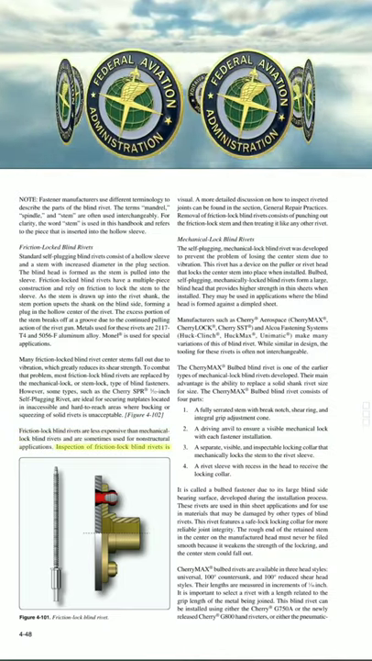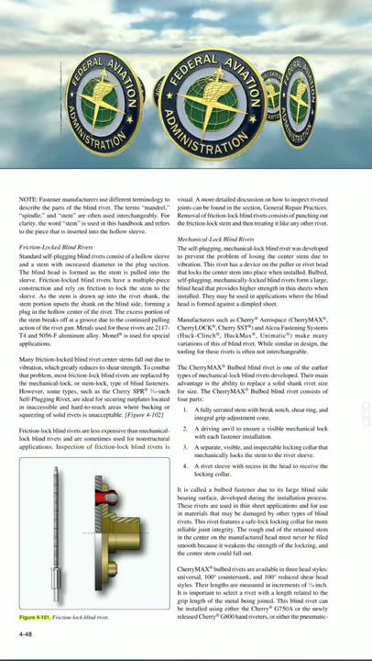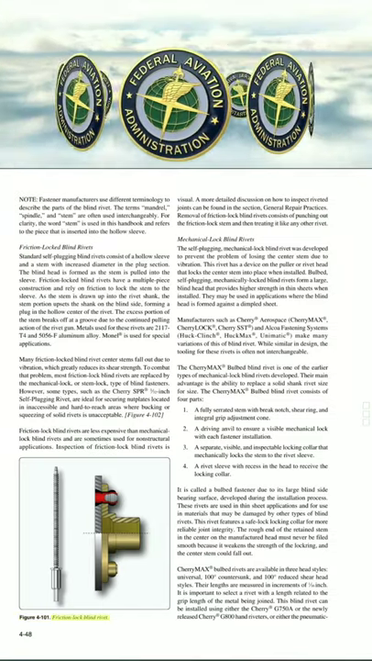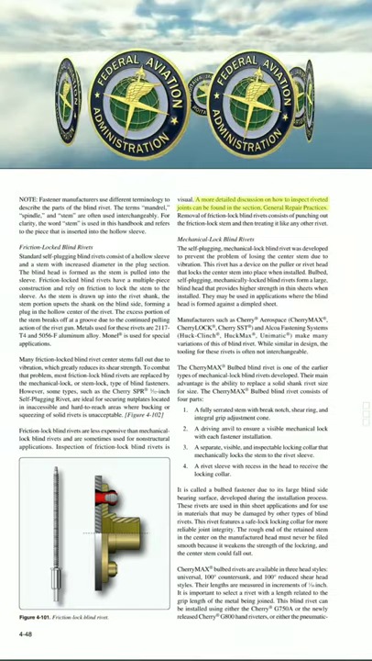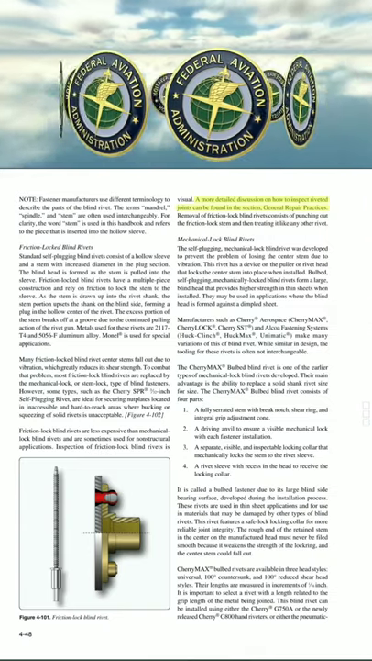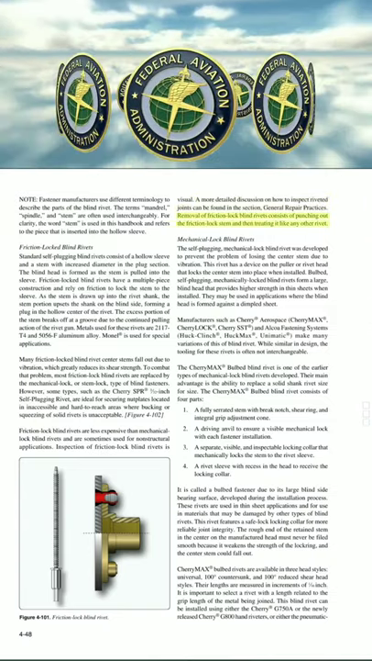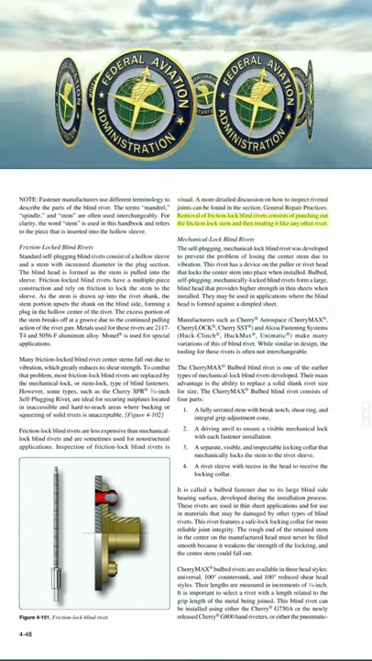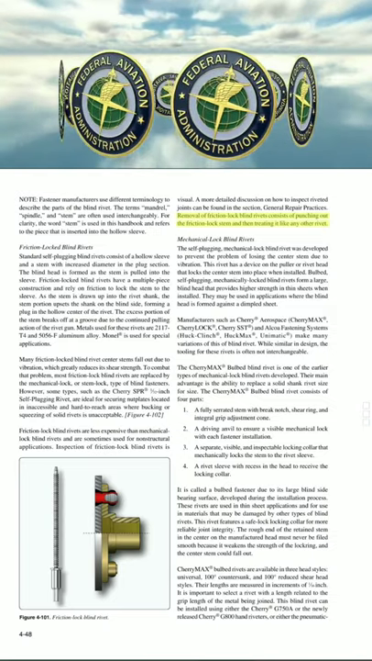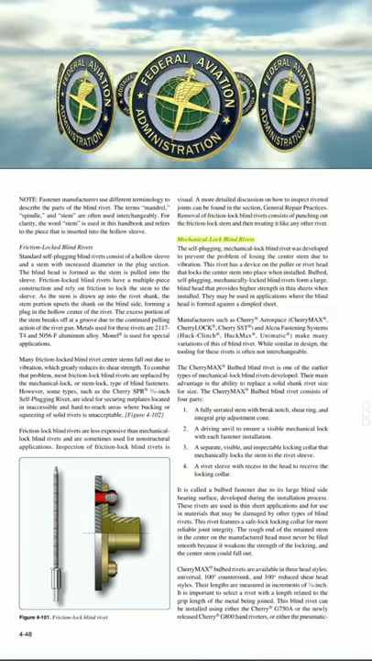Figure 4-102. Inspection of friction-locked blind rivets is visual. Figure 4-101. Friction-locked blind rivet. A more detailed discussion on how to inspect riveted joints can be found in the section, General Repair Practices. Removal of friction-locked blind rivets consists of punching out the friction-locked stem and then treating it like any other rivet.